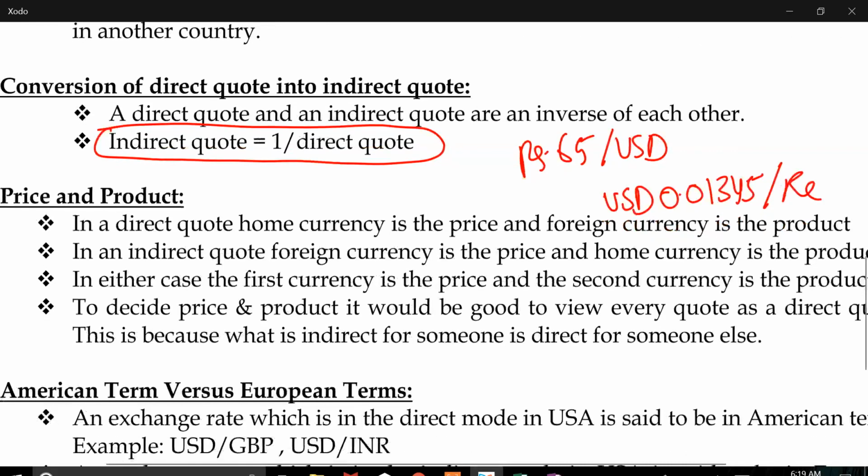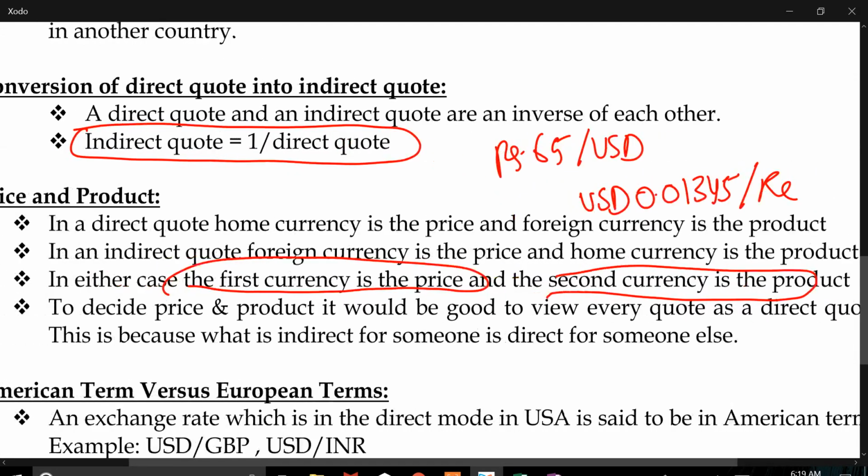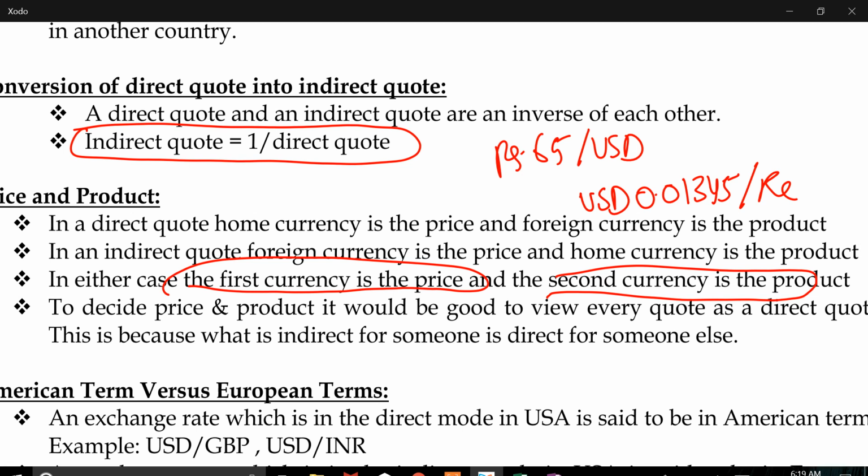In a direct quote, home currency is the price, foreign currency is the product. In an indirect quote, foreign currency is the price, home currency is the product. In either case, whatever be the way in which I give you the quotation, the first currency is called the price and the second currency is called the product. This is what we have been used to.